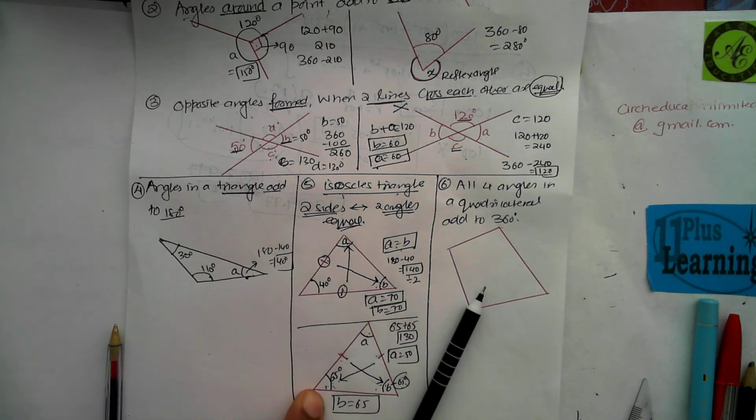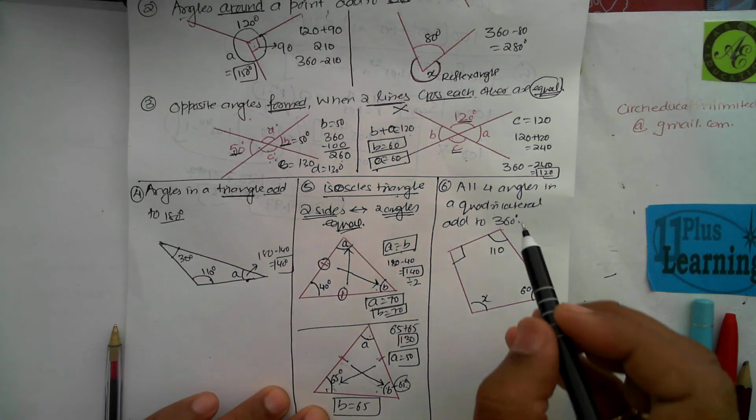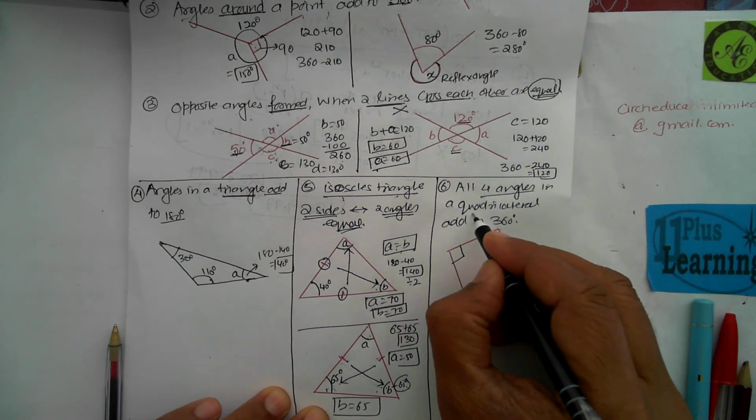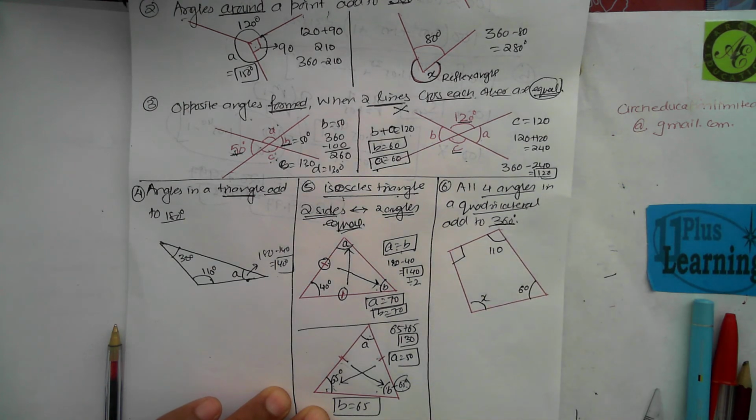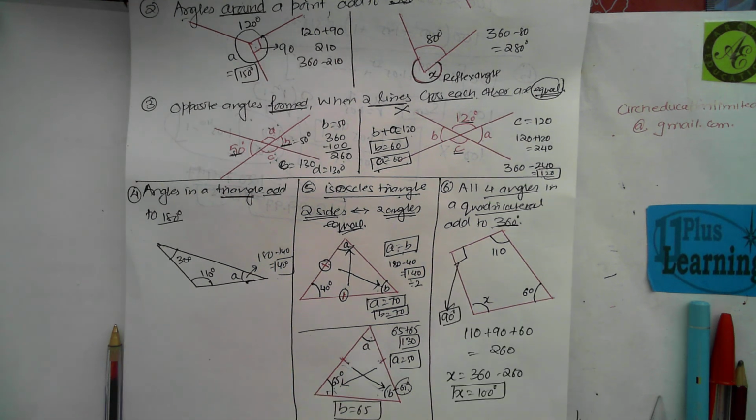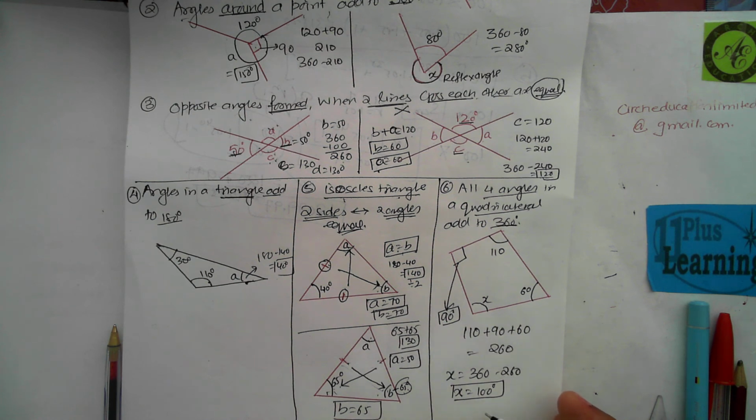Okay, we move on to quadrilaterals. A quadrilateral is a four-sided shape. And the property is that all four angles in a quadrilateral add to give you 360. So what you can do is very easily add the given angles, take away from 360, and find the answer for the missing angle. Do that for me and check the answer with me then. And as you can see, the answer is 100 degrees.